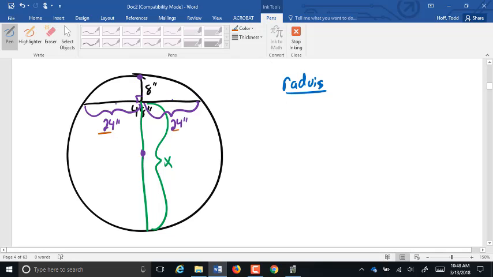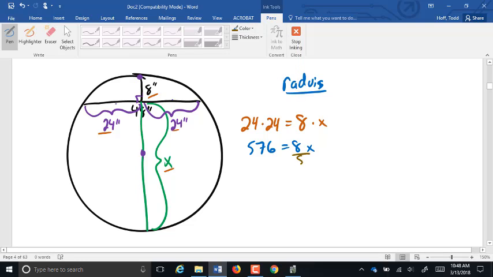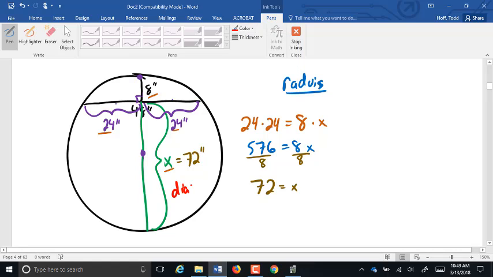So we know 24 times 24 has to equal 8 times x. Well, 24 times 24 is 576 equals 8x. If I divide by 8, what do I get there? 72 equals x. So x is 72 inches. The diameter of this circle then is what? 72 plus 8 is 80 inches. So the radius, that's a 40-inch radius circle.